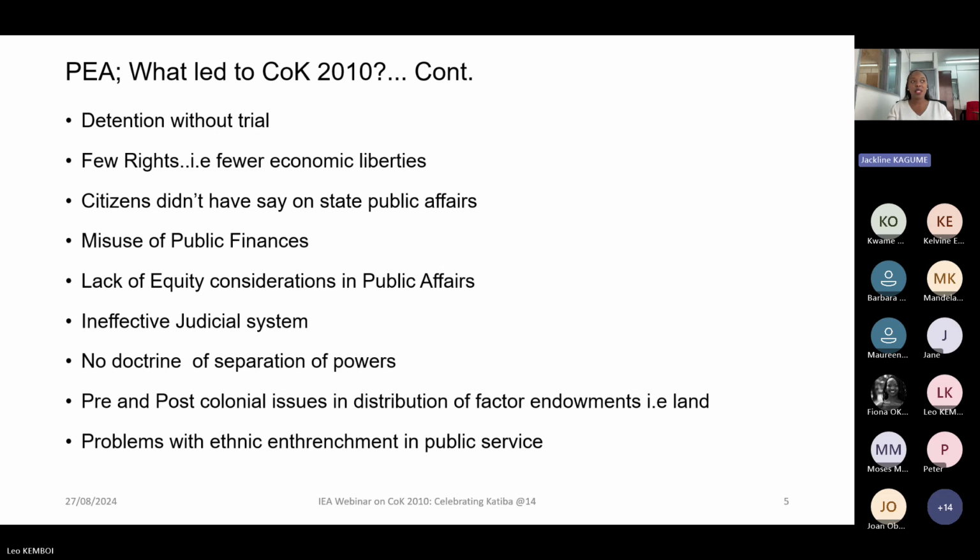So the need to have an elaborate description, in terms of constitutional prescriptions, on land and other endowments and resources was one of the underlying political economy factors that led the citizens to want to address this as part of the historical injustices and promote fair resource distribution. So that was the other issue.